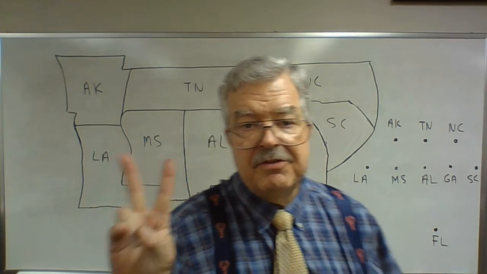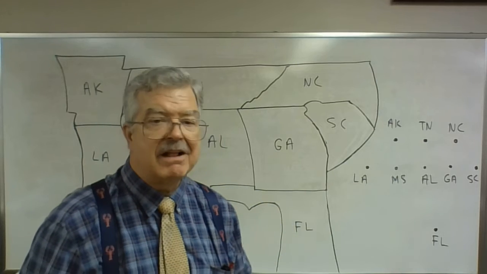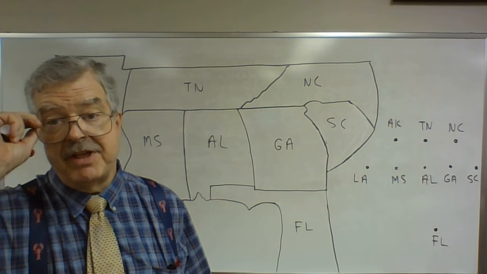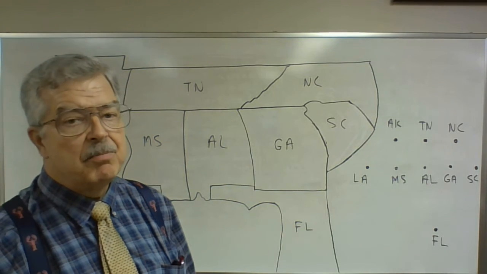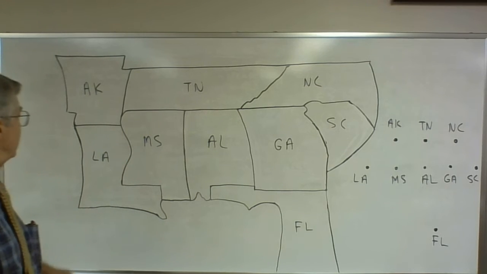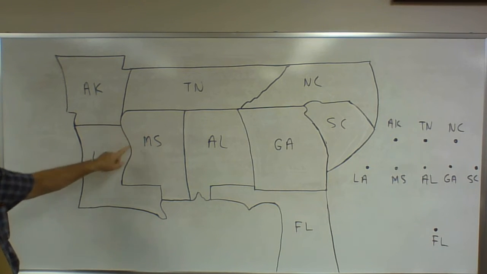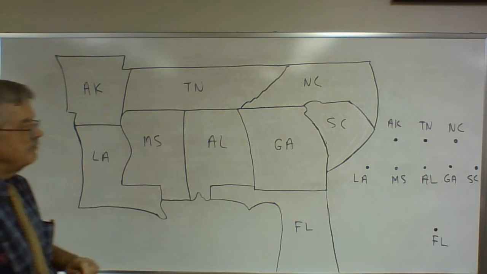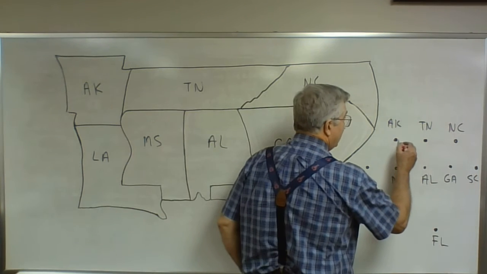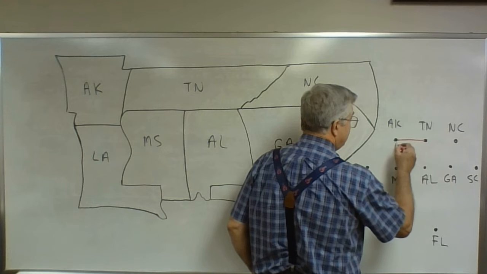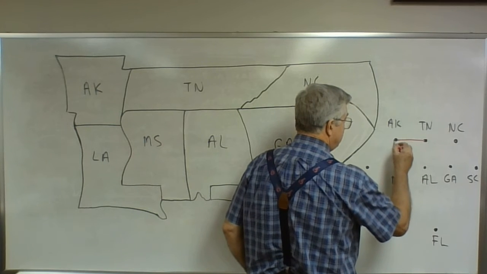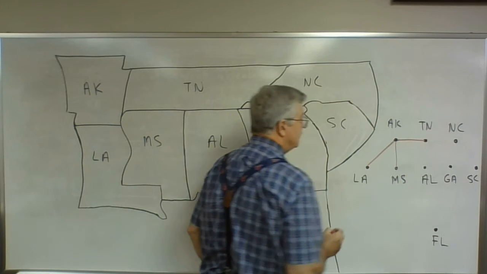So those are the vertices of our graph. And two vertices will be joined together exactly when the states that they represent share a common border. Let's start over here with Arkansas. Arkansas shares a border with Tennessee, Mississippi, and Louisiana. Arkansas to Tennessee, Arkansas to Mississippi, Arkansas to Louisiana.